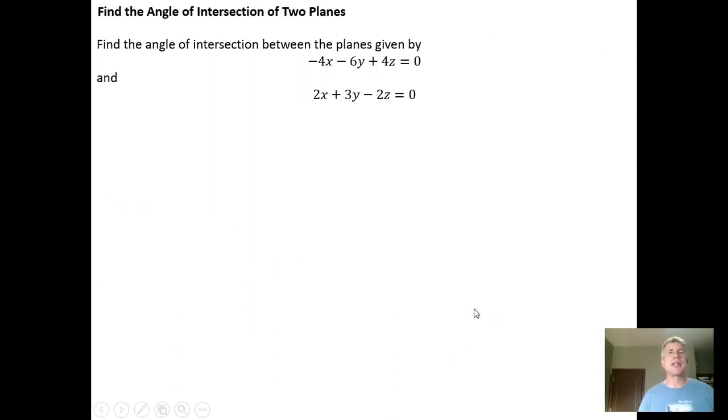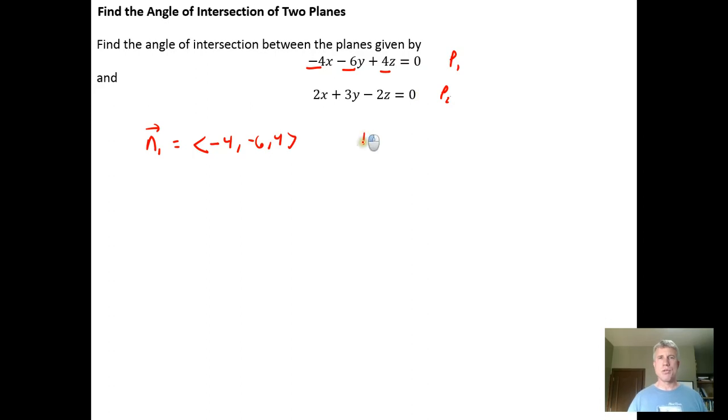So practically speaking, what that means is if I have two planes, say this is plane 1 and this is plane 2, this plane here is going to have a normal vector associated with it. So normal vector 1 that goes with plane 1 we're going to extract from the coefficients on the x, y, z terms. So we'll get a normal vector with components -4, -6, and 4.